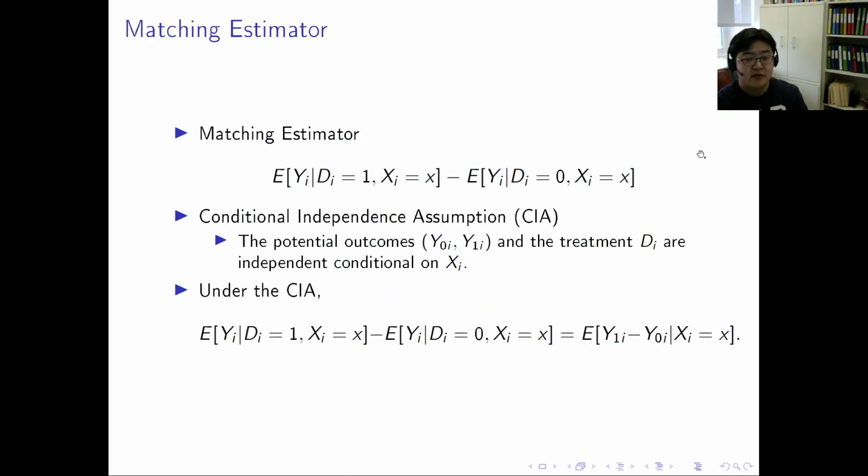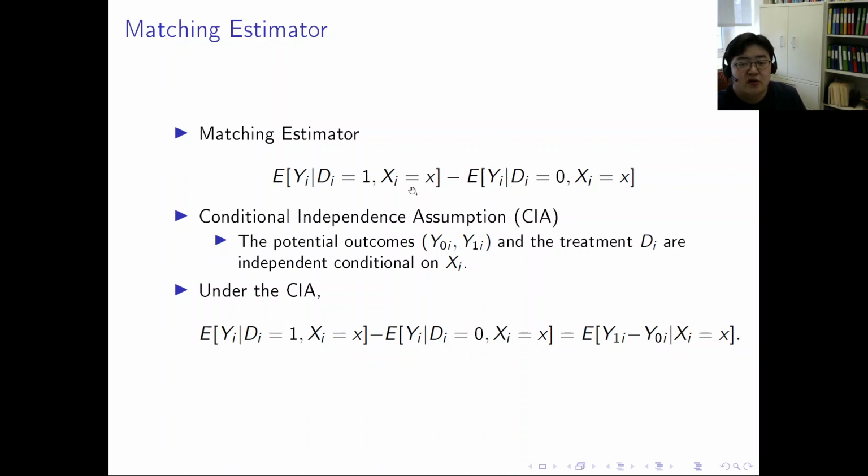So in the last class, we studied the matching estimator. The matching estimator is defined this way. The idea is just to match the characteristics x, the control variables, across the treated group and the control group, and compare their average outcomes, right? Given the same characteristics. So you compare the people who have the same characteristics across control and treatment groups.